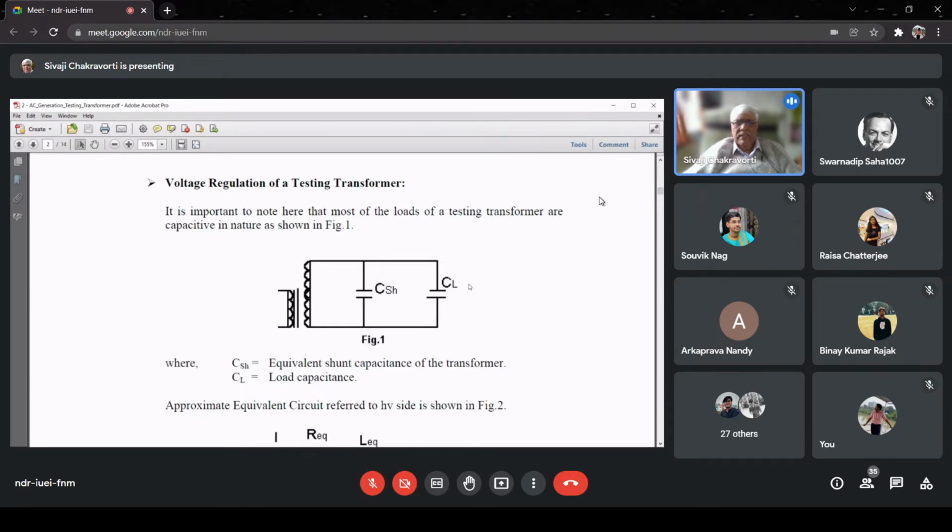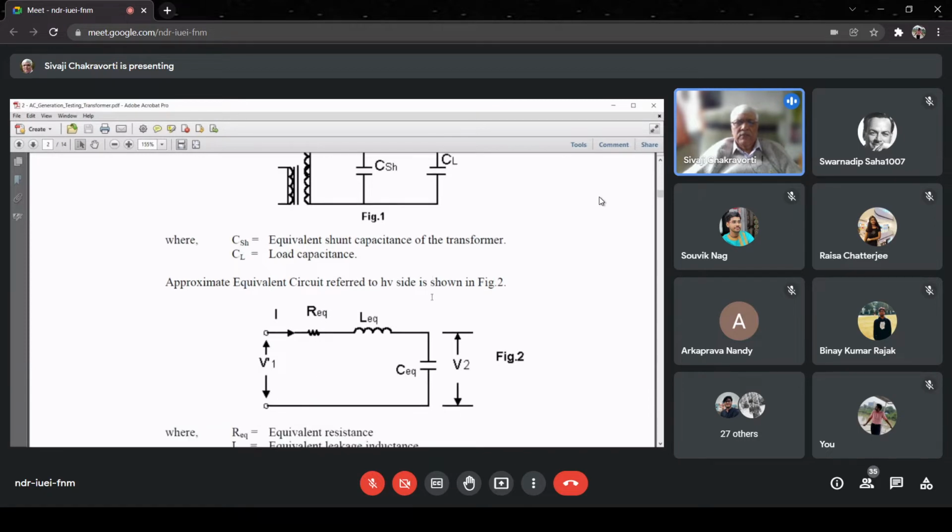And from object to object, it varies. For example, if it is a porcelain insulator, CL will be very low. If it is a cable, CL will be considerably higher, like that. But then this testing transformer also has its shunt capacitance between its turns, etc. So we cannot neglect it. Why? Because the value of CSH, although it is not high, you have to remember that the CL is also not that high. So when CSH comes in parallel with CL, they are added and the value is definitely changed.